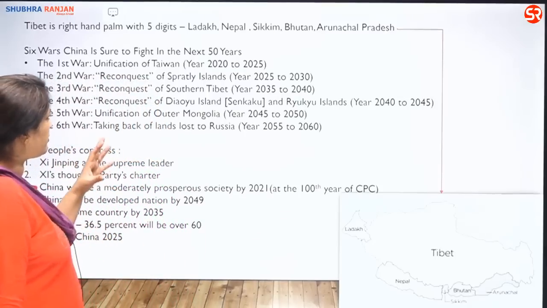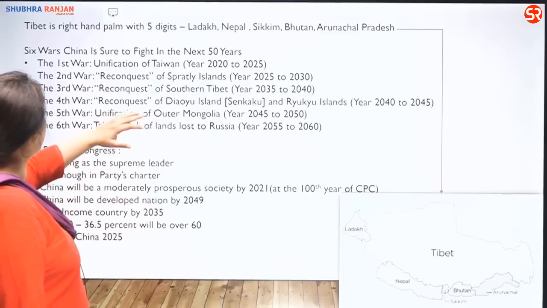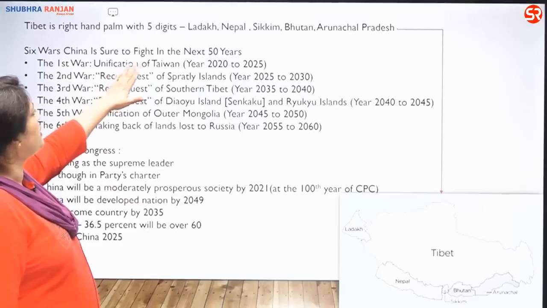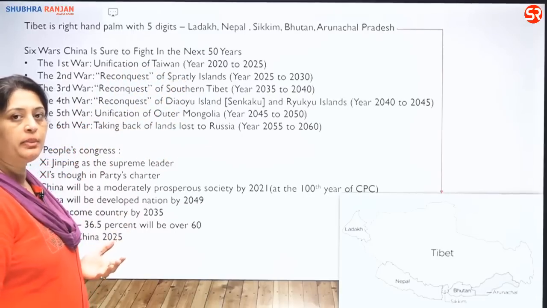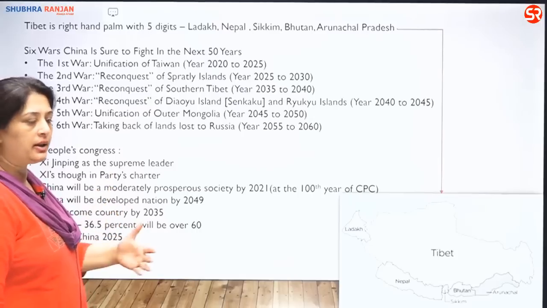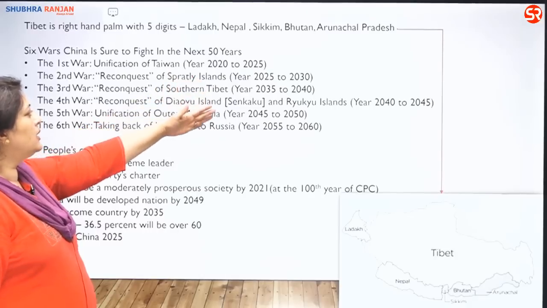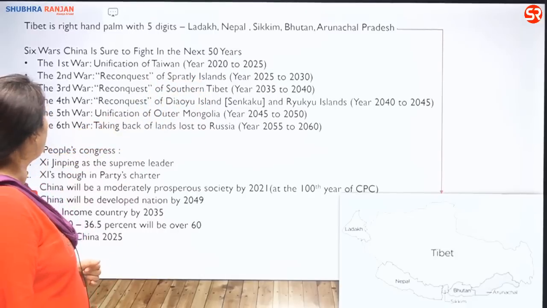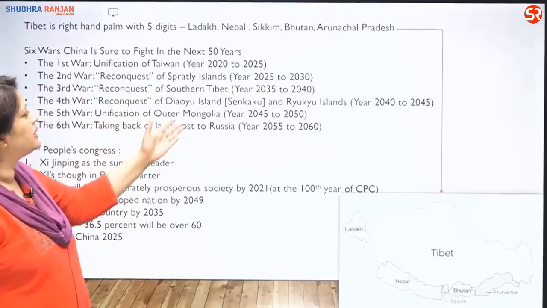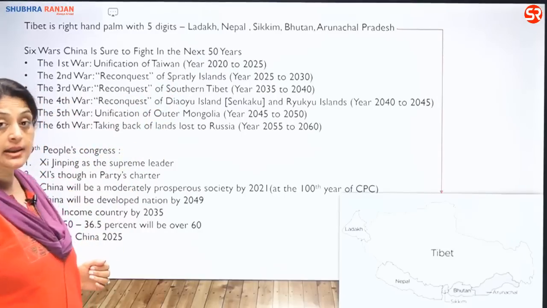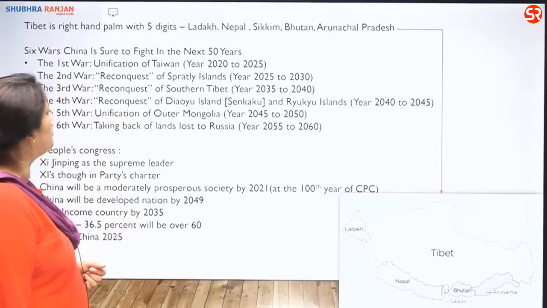Now, China has planned six wars in the next 50 years. First war is unification of Taiwan. So a lot of tension is built up between US and China and Taiwan. And according to official aims, they will be doing it by 2025. Second, Spratly Island. Third, Southern Tibet, that is Arunachal Pradesh, by 2040. So India should be well prepared.